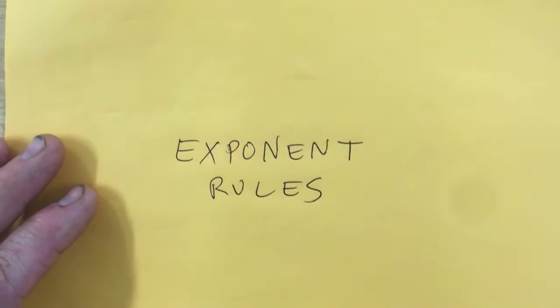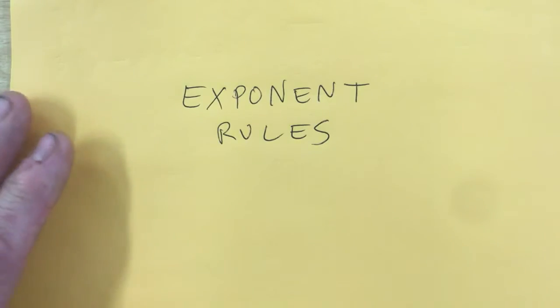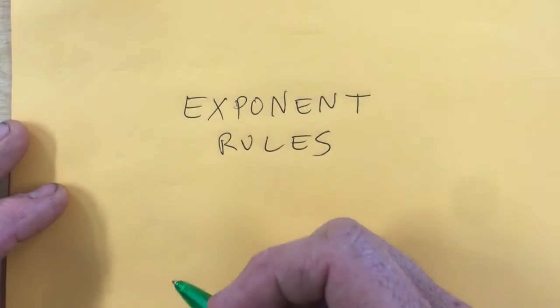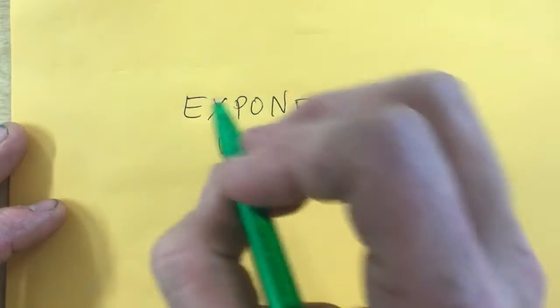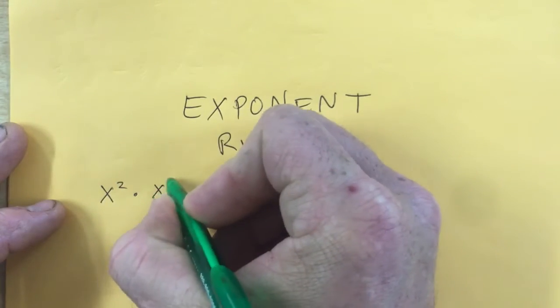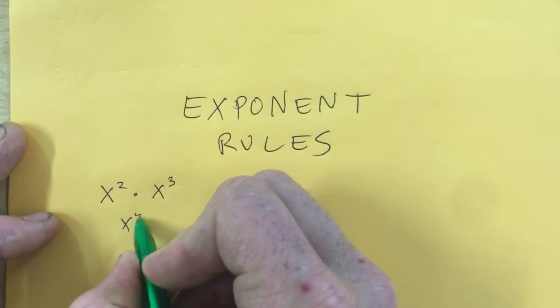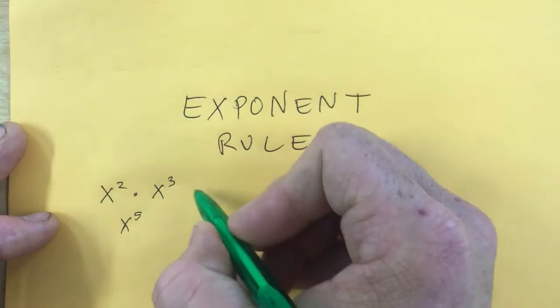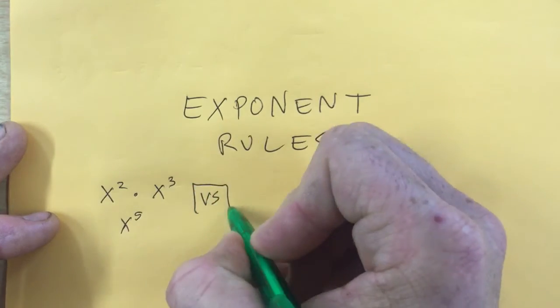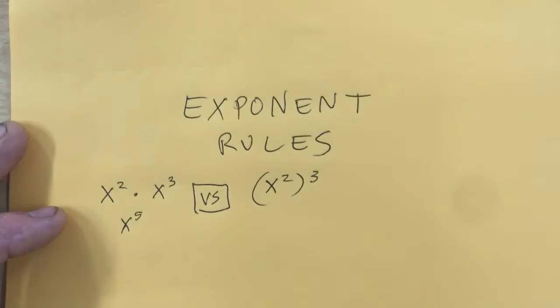All right, we're looking at exponent rules today. Two main rules we have to look for is when I have x squared times x to the third. X squared times x to the third, this is x to the fifth. Okay? Versus x squared to the third power.